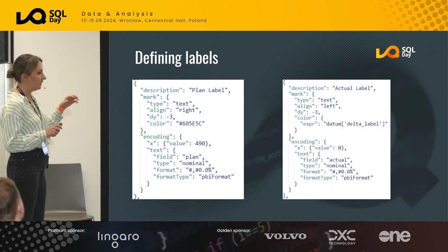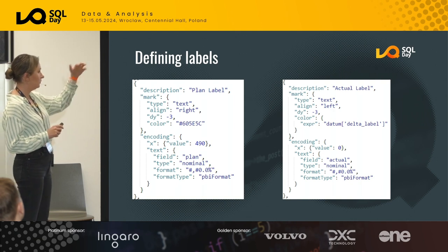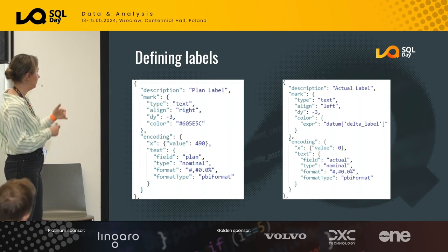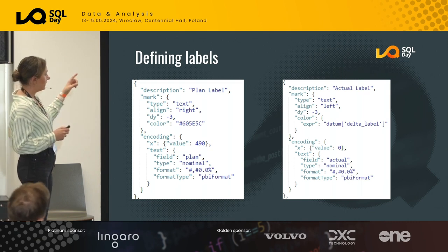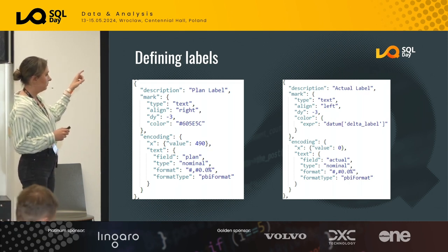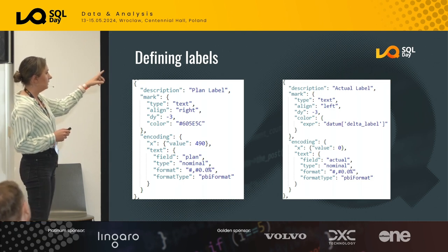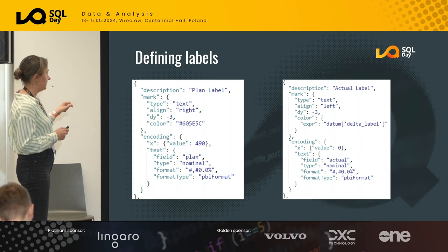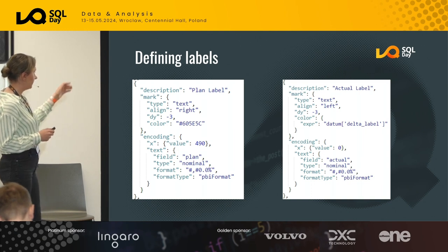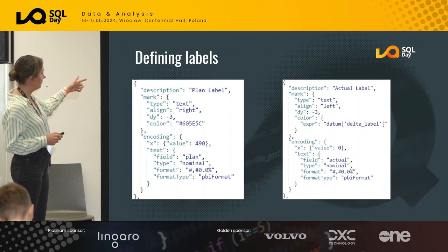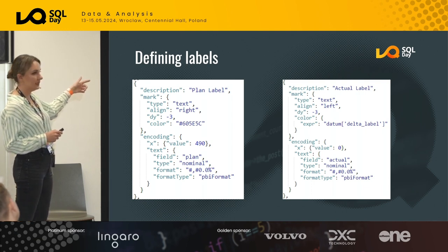Then we have this dy, which is like an offset. I want to move that a little bit higher, so as not to overlap with my bars. Again, the same color definition as you probably saw before. The static one for plan, the dynamic one from the transform section for actual. And then we have the encoding section for each. So you can see that it's static here.